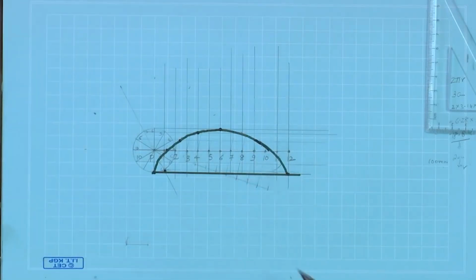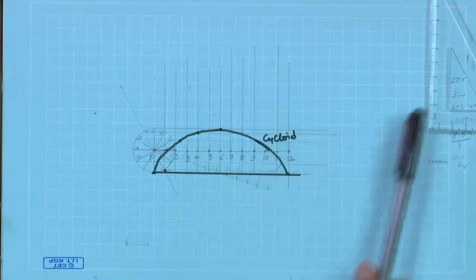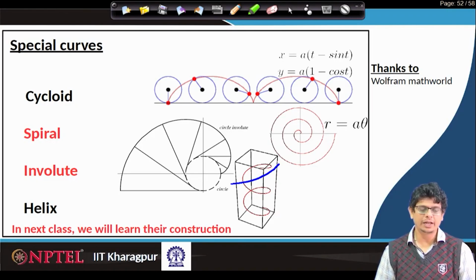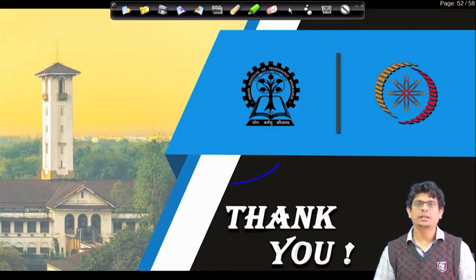This is the way we construct a cycloid. In the next class, we will learn about how to construct spiral and involute. Thank you very much.